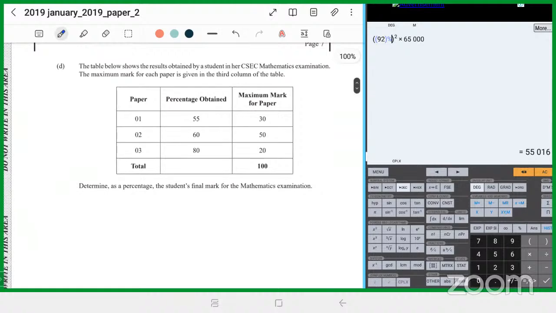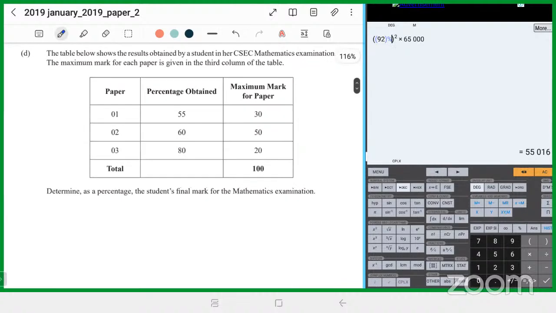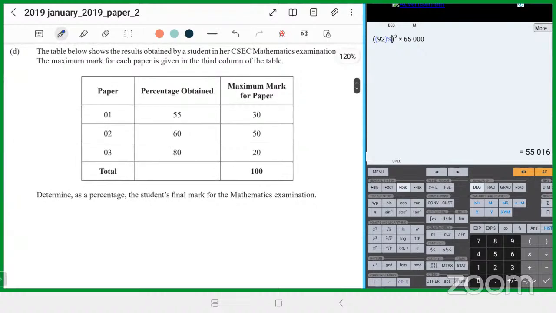This question now says, the table below shows the results obtained by a student in her CSEC math exam. It says the maximum mark for each paper is given in the 3rd column. So this is the maximum mark that you could possibly get, and see, it already adds up to 100. These are the percentages that she got. So basically she got, for example, 55% of that 30, 60% of that 50, and 80% of that 20, to know what the total mark is. And let's calculate the total percentage.